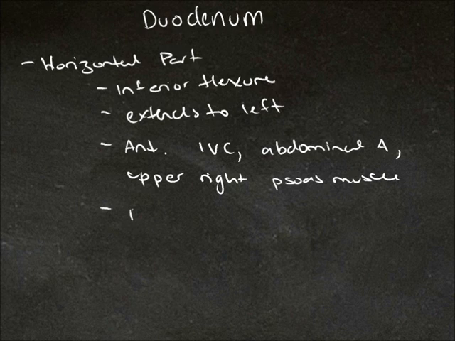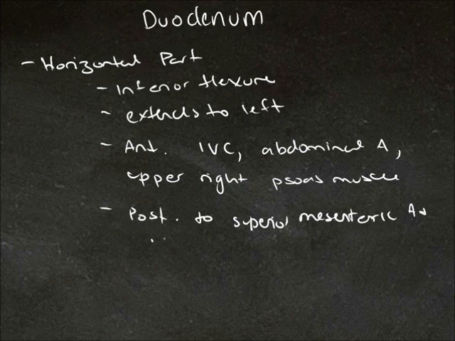It is posterior to the superior mesenteric artery and vein.